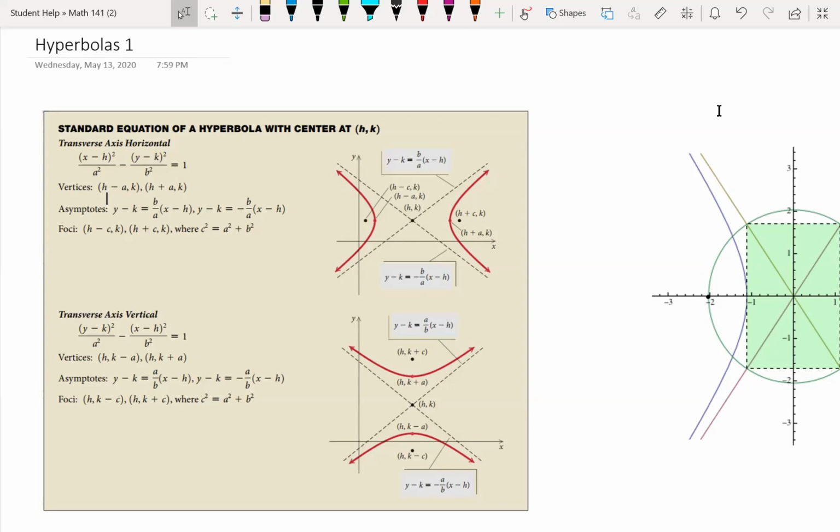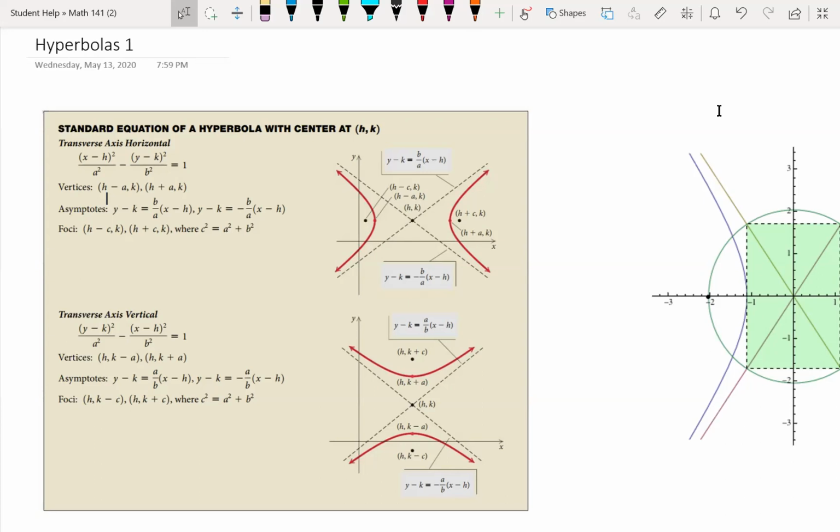And with the ellipse, whichever number is larger is the one that we denote as A, and that will correspond with the elongated direction of the ellipse. With the hyperbola, in contrast, A is always going to be put underneath whichever variable is first, and whichever one comes first tells us which direction the hyperbola opens.